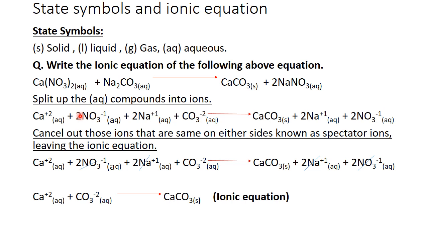Okay. Now the other step is that you have to cancel out the spectator ions. The spectator ions are those which are present on either side of the equation. So here you can see the nitrate and the sodium, both of them are present on either side, so they will be cancelled out, leaving the calcium and carbonate, which will form calcium carbonate, that is the final ionic equation. Okay, so that's all about state symbols and the ionic equation.